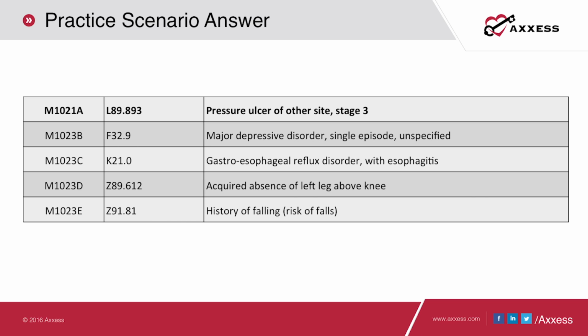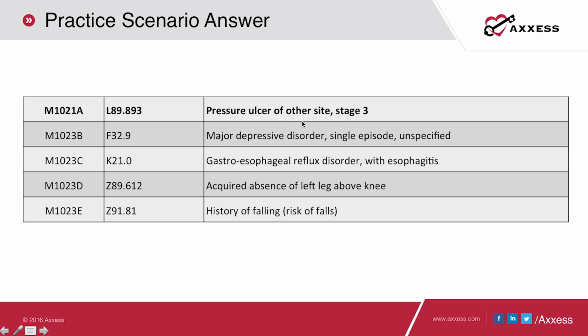The codes in this case, you have L89.893 for pressure ulcer of other site, stage 3. Remember from our first class, other site means you know what the site is, but there is not a code for that particular site. That's other. Unspecified means I don't know where the site is. Okay? So in this case, we know where the site is located, but there is no code that locates that particular site. So in that case, you have L89.893, pressure ulcer of other site, stage 3.